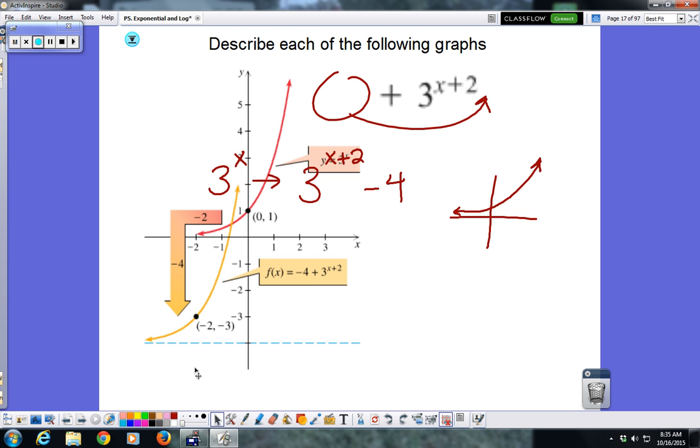Any questions? Yeah, that's right. It threw me off when I saw the 1, but moving from 0, 1, what they did there, just to show you, they took that single point, they moved that point left 2 and down 4 units just to show you that point would still be on the function.